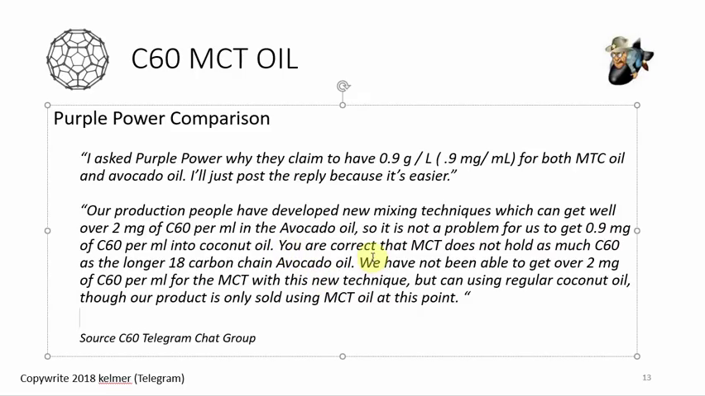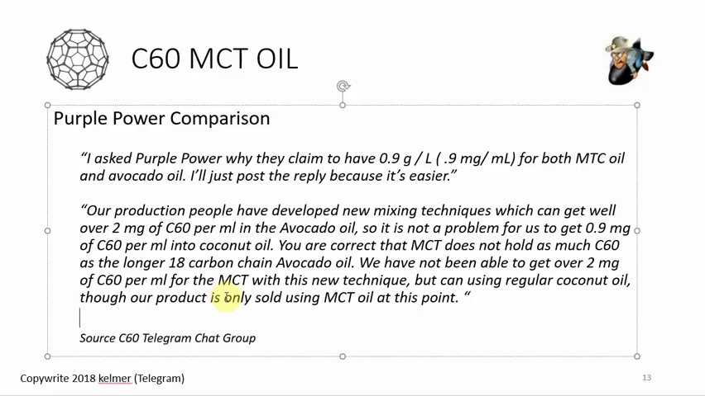So they say you are correct that MCT does not hold as much C60 as the longer 18 carbon chain avocado oil. We have not been able to get over 2 milligrams of C60 per milliliter for the MCT. Okay, so they're admitting that MCT doesn't hold as well as coconut or avocado, and they're saying that they haven't been able to achieve it over 2. Worse, here stuck at 0.4.